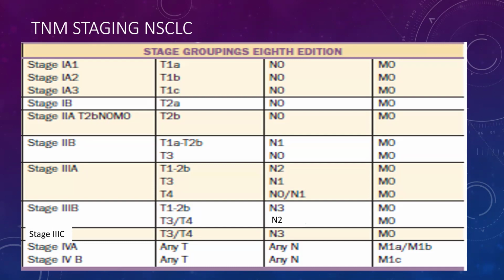You have stage 4, which is subdivided into 4A, if it's M1A or M1B, and 4B is for your M1C metastasis. Okay?